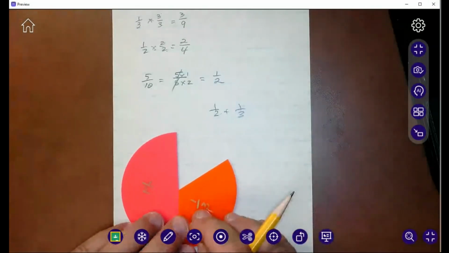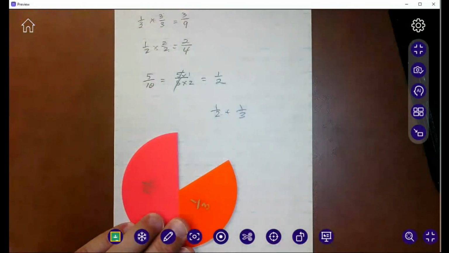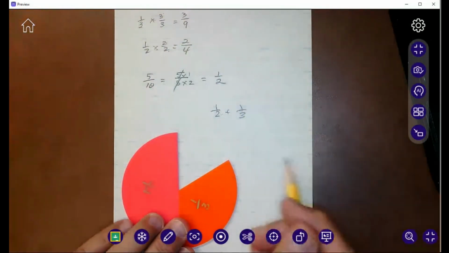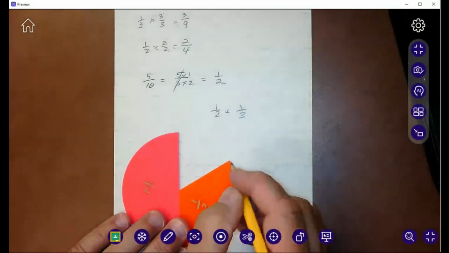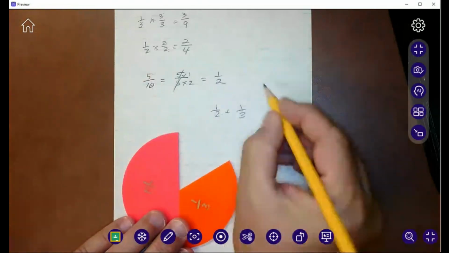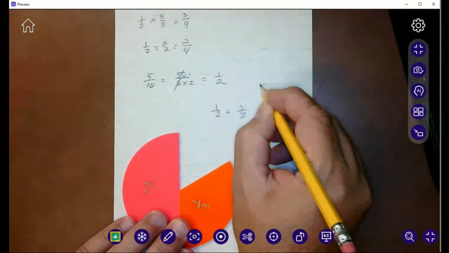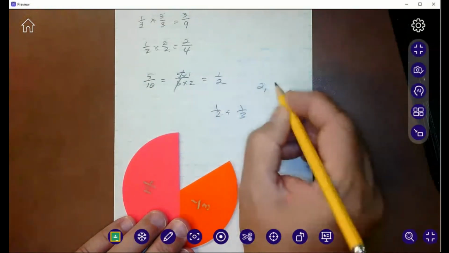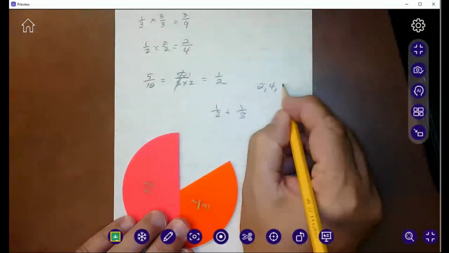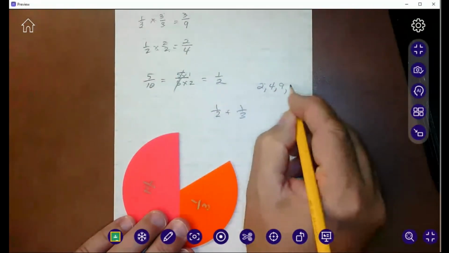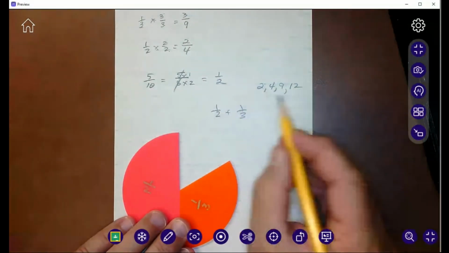Okay. For the one that y'all had a question about that I worked, when I found the common denominator, I did it a little bit different. The easiest way to do it is to take each denominator and do the multiples. 2 times 1 is 2. 2 times 2 is 4. 2 times 3 is 9. 2 times 4 is 12. So you should do at least about 4.